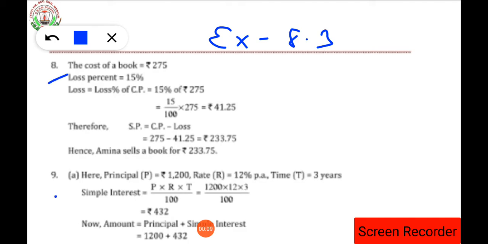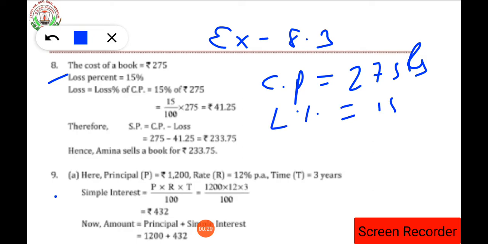In the previous video we had already seen the revision of questions 1 to 7. So here we are going to see question number 8. What does question number 8 say? The cost of a book, that means the cost price. What is the cost price of the book? It is given as rupees 275. Loss percent is given as 15%.